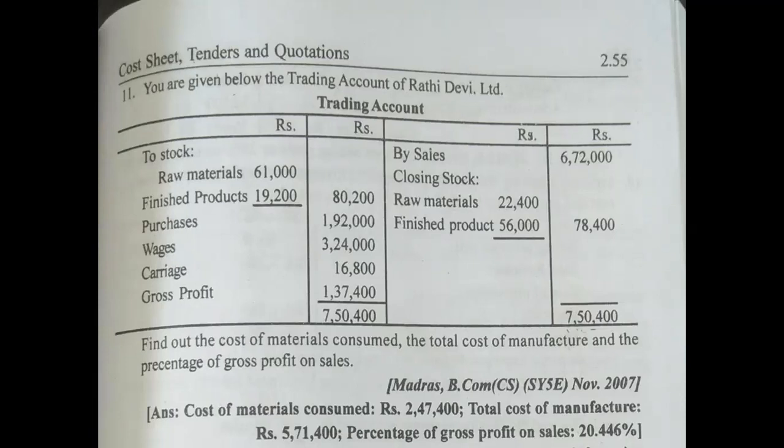Now what you have to do? Find out the cost of materials consumed, then the total cost of manufacture, then the percentage of gross profit on sales. These three answers you have to calculate. The answers are in the book: the cost of materials consumed is 2,47,400, the total cost of manufacture is 5,71,400, and the percentage of gross profit on sales is 20.4 percent, or 4.26 percent as given.